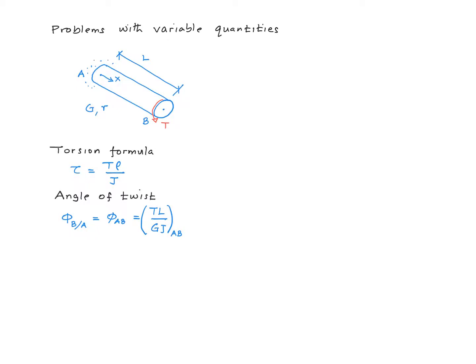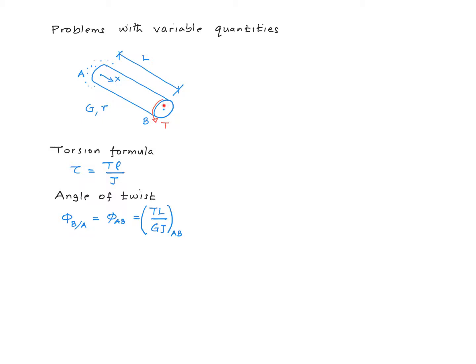In the problems we have considered so far, each segment of the shaft had a constant shear modulus, constant radius, and constant torque, right? We calculated the shear stress using the torsion formula. Tau equal T rho over J. T is the torque, rho is the radius, J is the polar moment of inertia of the cross-section, right? In this formula, T and J are constants within a given segment, right?